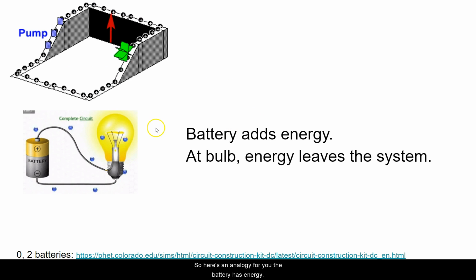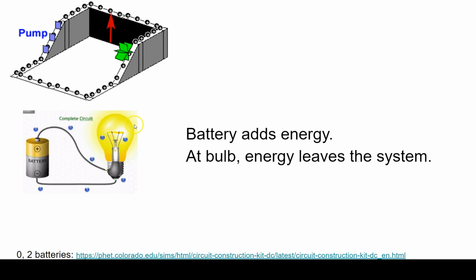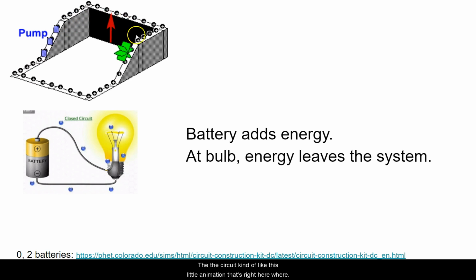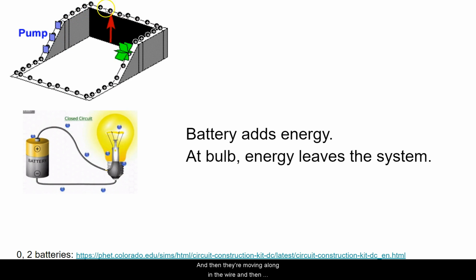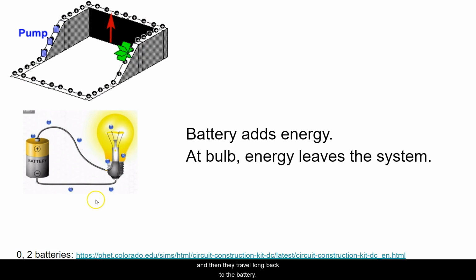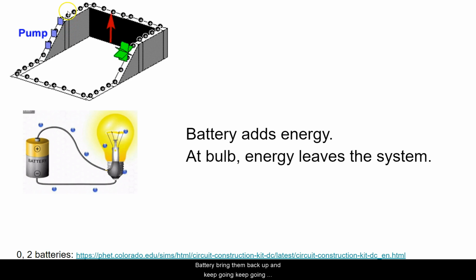Here's an analogy for you. The battery adds energy. You can think about the circuit like this little animation right here, where electrons are getting brought up higher. This isn't actually what's happening, but it's an analogy to maybe help you. The electrons are brought up higher when they come to the battery, and then they move along in the wire, and when they get to the light bulb, energy leaves the system. You can think of the light bulb as causing the electrons to go down this slope, and then they travel along back to the battery, and the battery brings them back up, and we keep going until the battery runs out of juice.